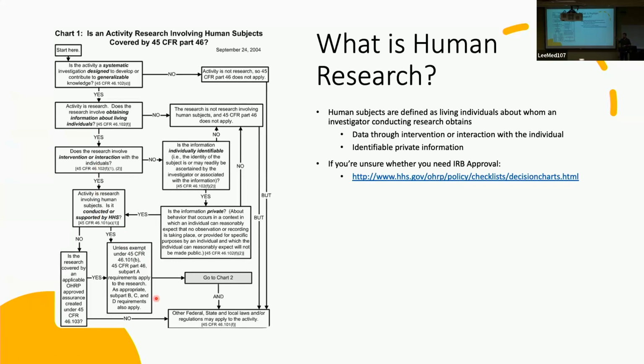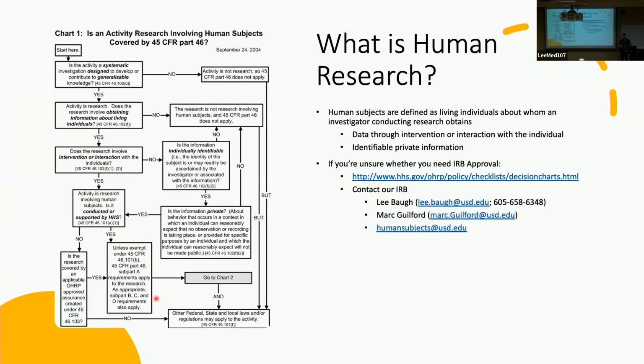If this is daunting, and in a lot of cases it can be, you can certainly contact any member of the IRB. You can send me an email. You can send the director of the IRB an email. You can give us a call, whatever the case may be. We have a blanket humansubjects@usd.edu email address that you can send questions to. We can help walk you through whether your research would count as human subjects research.